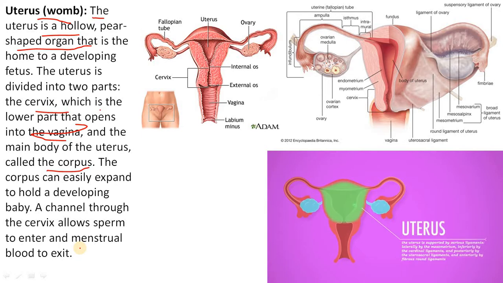Further, the uterus separates into two parts. As you can see, it is the cervix, which is also a part of the uterus, and the corpus. It's not shown in this picture though, and the corpus easily enlarges to hold a developing baby. This part is known as the corpus. Okay.